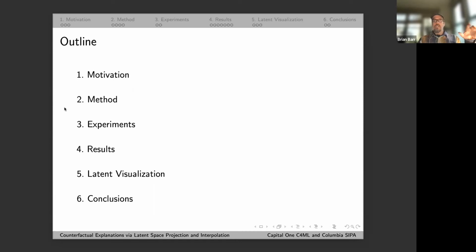Basic outline for the talk, pretty boilerplate agenda. We're going to talk about the motivation for the work, what the method is like, some experiments that we ran to verify that the method that we've dreamt up actually works. Getting into results, we'll discuss a little bit about some unique visualization that Matt discovered along the way, and conclusions at that point.